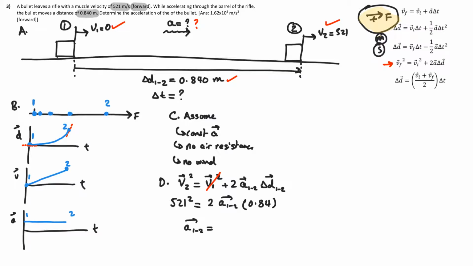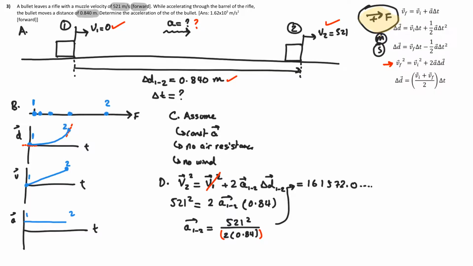I'm going to rearrange for my acceleration, and that's going to equal 521 squared divided by 2 times 0.84. Make sure when you're doing this on your calculator, you do this squared divided by, put all of this within a bracket when you're putting it on your calculator. And the answer that I get from my calculator, I'll just write it here, is 1615720, and then it just keeps going.